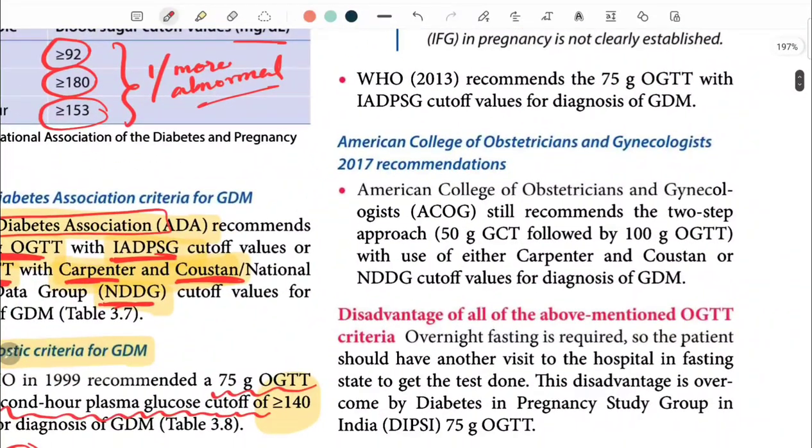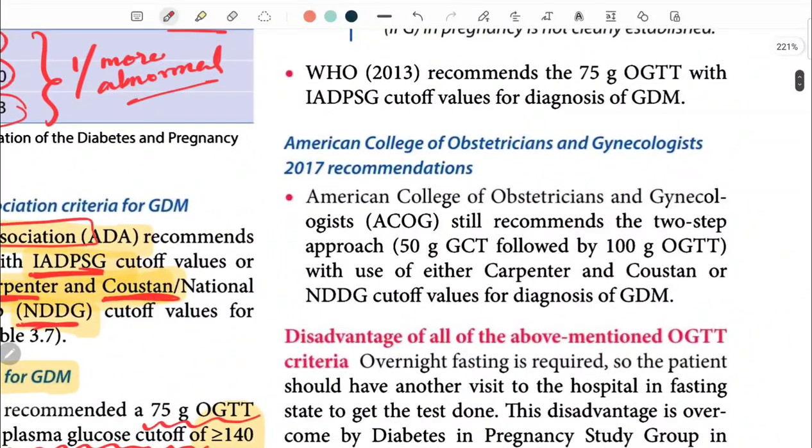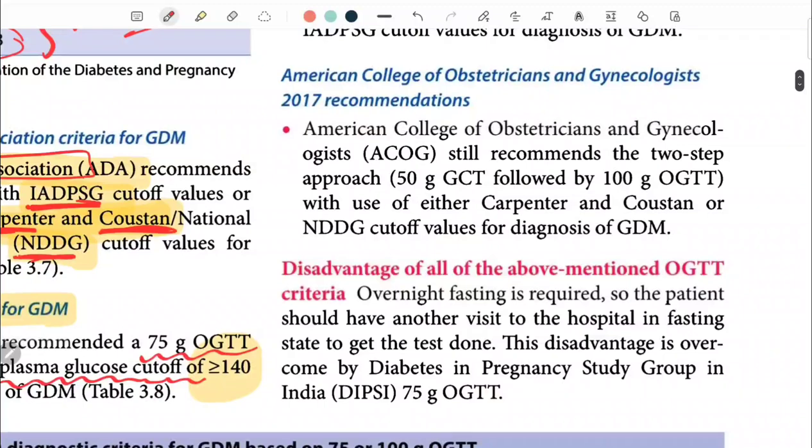Now next, moving on to the American College of Obstetricians and Gynecologists. ACOG still recommends the two-step approach: 50 grams of glucose GCT followed by 100 grams of OGTT, either by Carpenter and Coustan or NDDG cutoff.